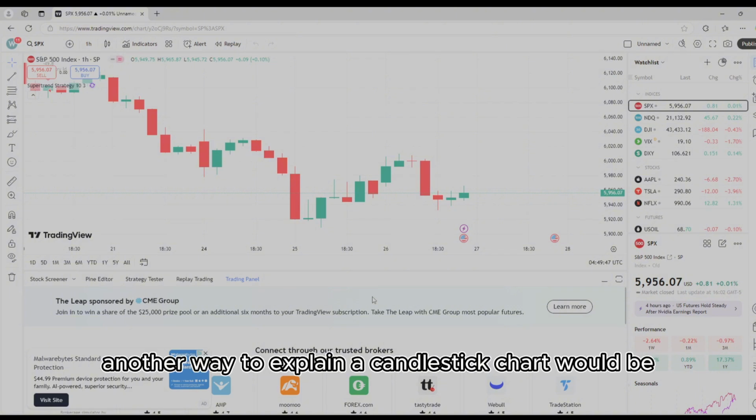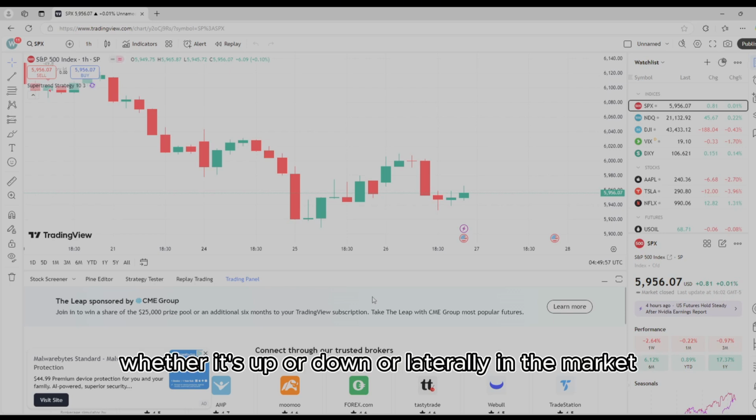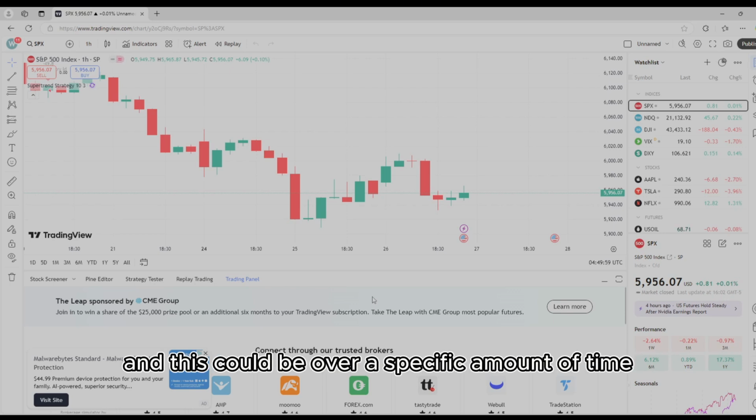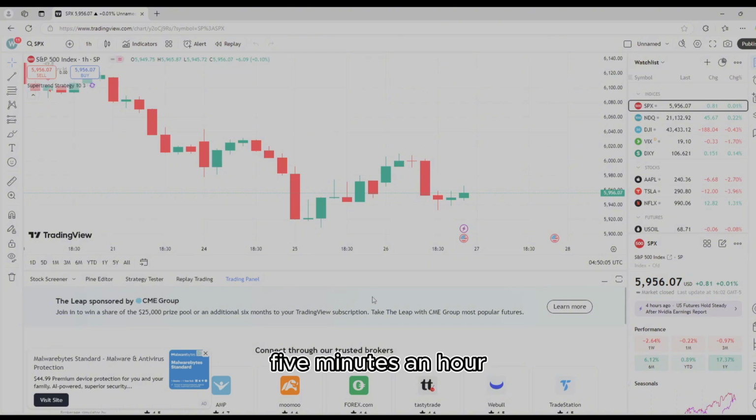Another way to explain a candlestick chart would be a visual representation of price movement, whether it's up or down or laterally in the market. And this could be over a specific amount of time. So whether you're looking at it for 1 minute, 5 minutes, an hour, 4 hours, 24 hours, a year, 5 years, and so on and so forth.